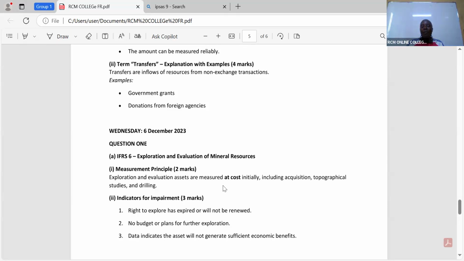Indicators for impairment. Rights to explore have expired or will not be renewed. No budget or plans for further exploration. Data indicates that the asset will not generate sufficient economic benefits.